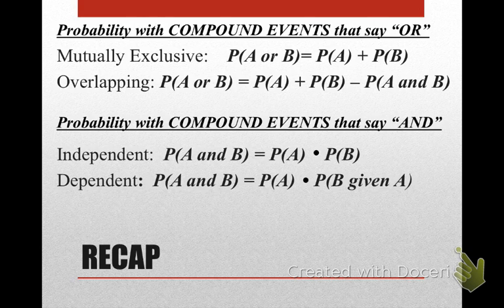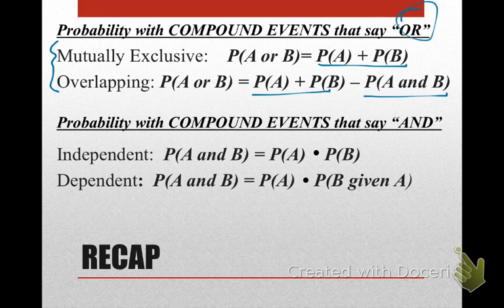Here's a final recap on probability with compound events. So if your compound event says or, what's the chances of something or something happening? You first ask, are the events mutually exclusive, meaning they can't occur at the same time, or overlapping, they can occur at the same time? If they can't, if they're exclusive, then you just add the probabilities. If they're overlapping, you add the probabilities and then subtract the chances of those overlapping events.